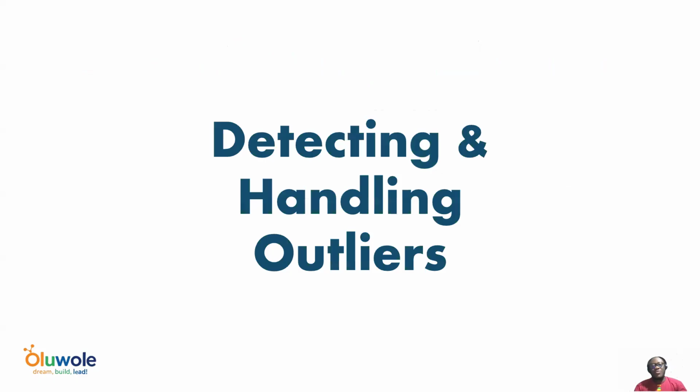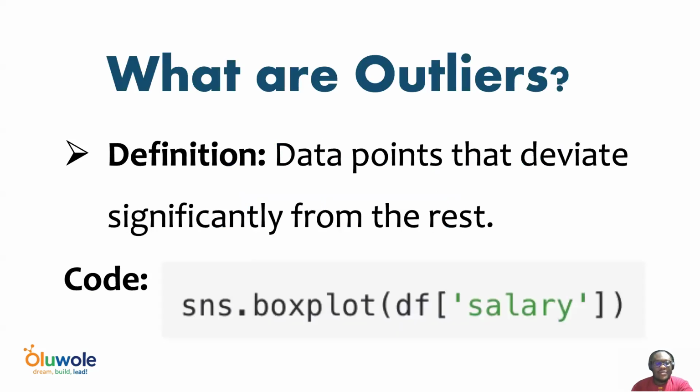All right. So moving away from that, we go into detecting and handling outliers. We want to detect and handle outliers. What's an outlier? Data points that deviate significantly from the rest.